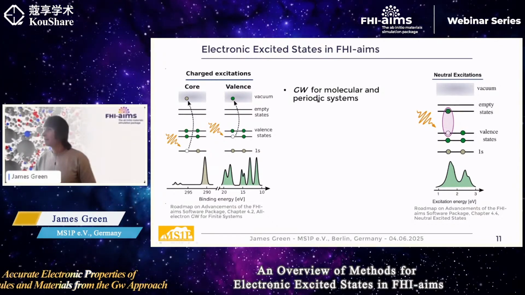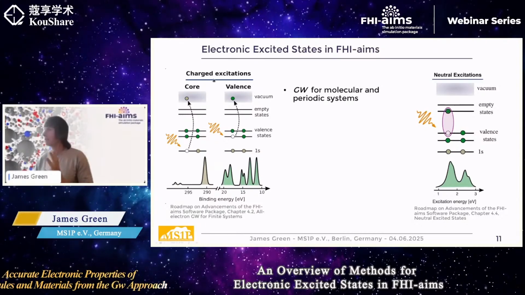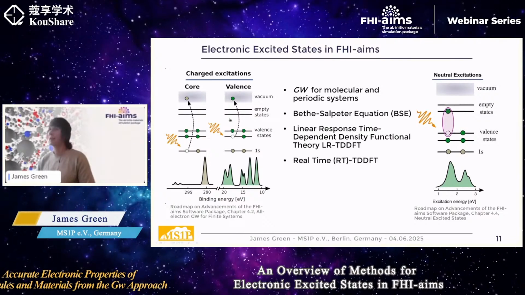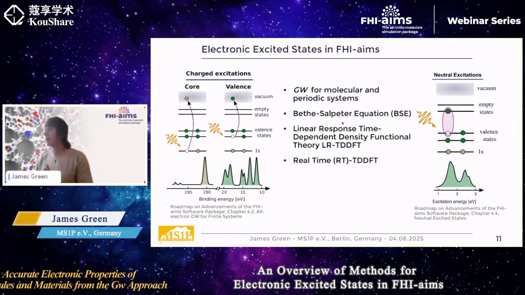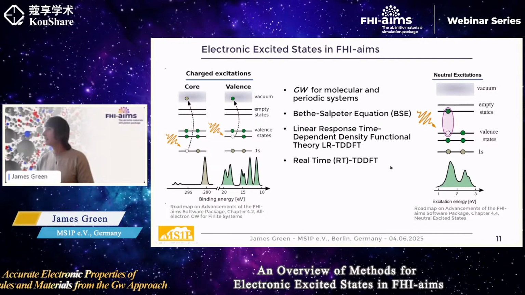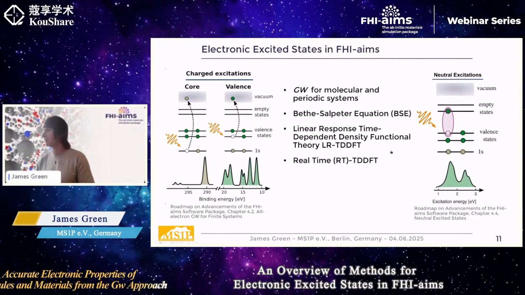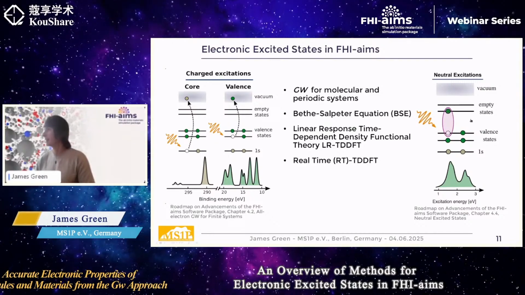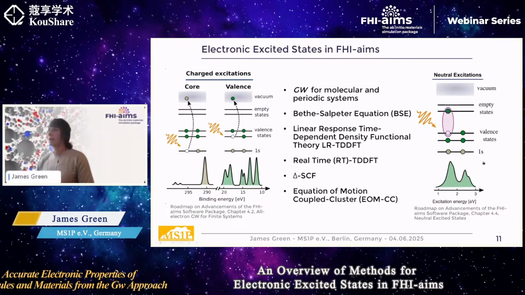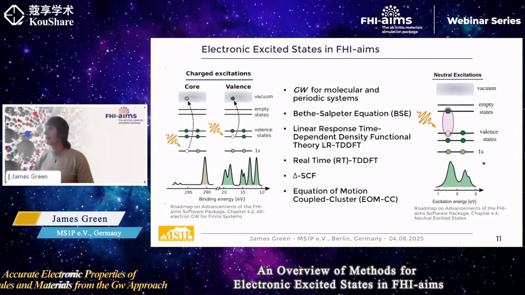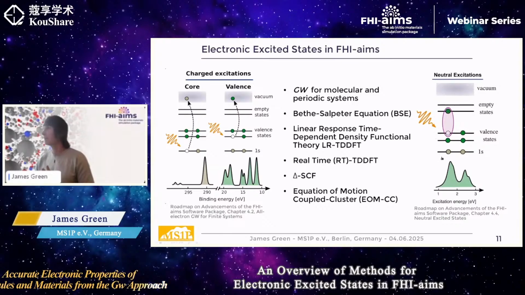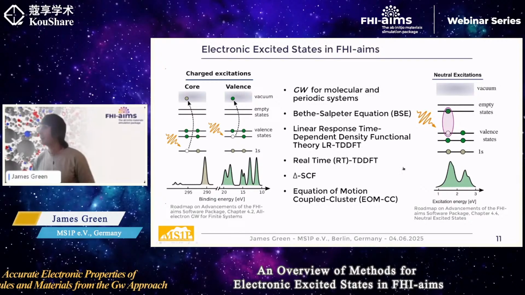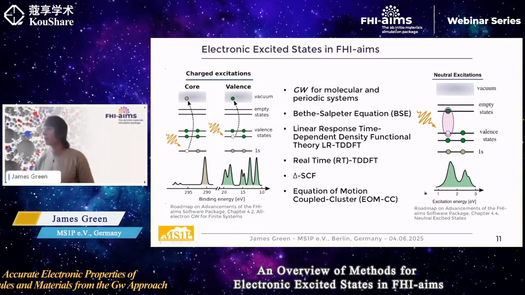So firstly, we have GW, which is for charged excitations, both in molecular and periodic systems. We have the Bethe-Salpeter equation and different flavors of time-dependent density functional theory, so linear response and real-time, to describe neutral excitations. And we also have the delta SCF and equation of motion coupled cluster methods, which can describe either charged or neutral excitations. And so in the next slides, I'll just give a brief overview of each of these methods.